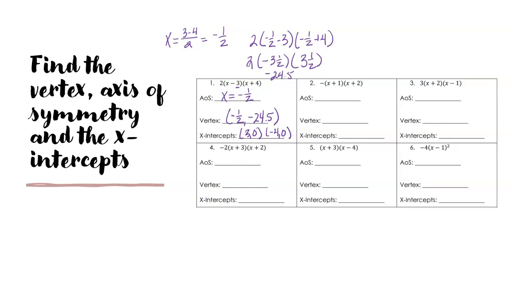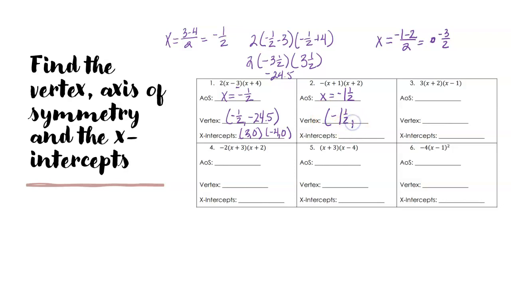All right, the next one, number 2. We're going to get our axis of symmetry first. So we have x equals the opposite of p plus the opposite of q divided by 2, which gives us negative 3/2, which is negative 1.5. So that's our x coordinate of our vertex.